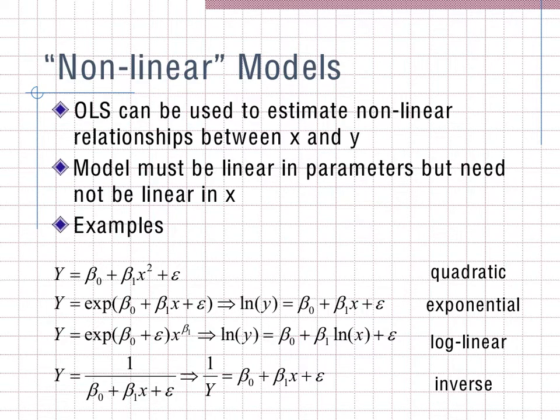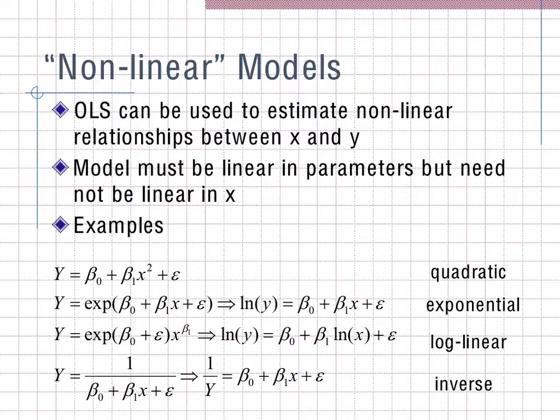The first example, known as a quadratic model, is not really very tricky at all. It is exactly like the original regression model, except we have x squared instead of x in the beta 1 term. And in order to estimate a model like this, we would just take our original data for y and x, take the square of x, and use the square of x in place of the original x in our estimation.